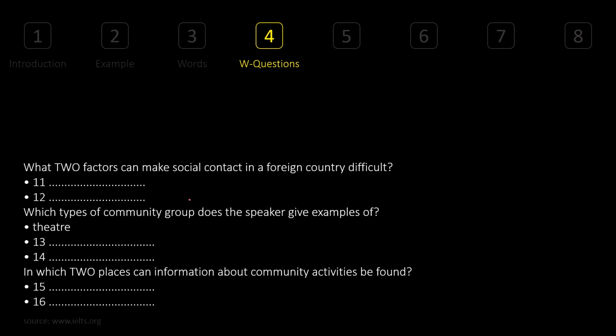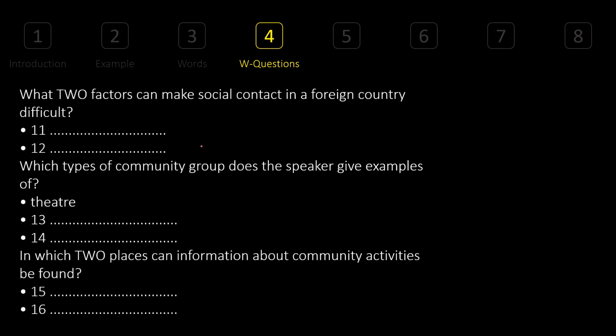So we have some questions here. Okay, I'm going to get rid of the instructions and let me zoom in here. We have here: what 2 factors can make social contact in a foreign country difficult. Here the question word is "what". This is important. Second is the information here, "factors". So all you have to listen to is what factors. Social contact, foreign country, difficult. That's it. So you can guess what factors they are talking about. So here you have to look for what factors.